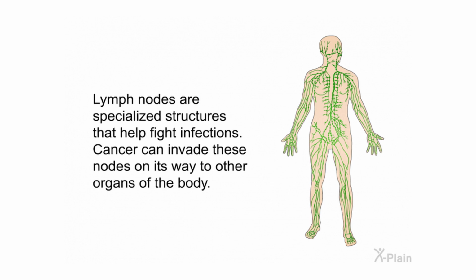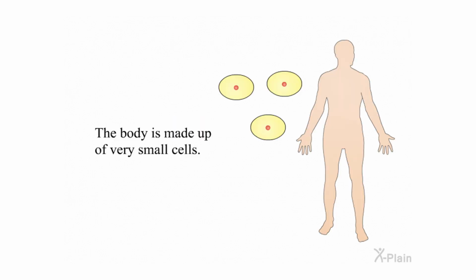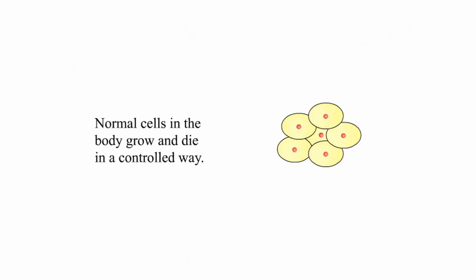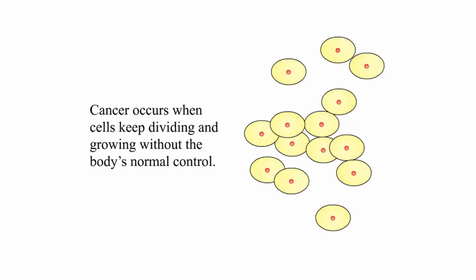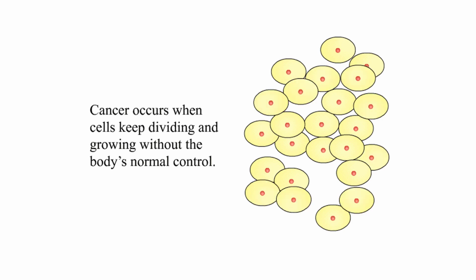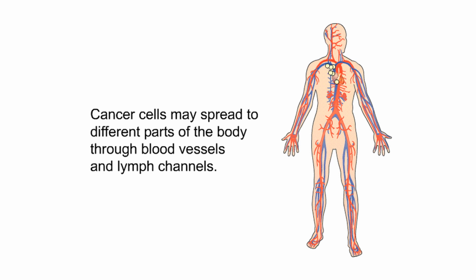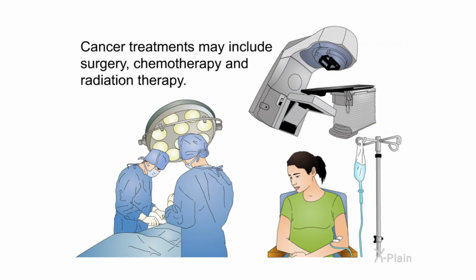Lymph nodes are specialized structures that help fight infections. Cancer can invade these nodes on its way to other organs of the body. Cancer and its causes. The body is made up of very small cells. Normal cells in the body grow and die in a controlled way. Cancer occurs when cells keep dividing and growing without the body's normal control. Cancer cells may spread to different parts of the body through blood vessels and lymph channels. Cancer treatments may include surgery, chemotherapy, and radiation therapy.